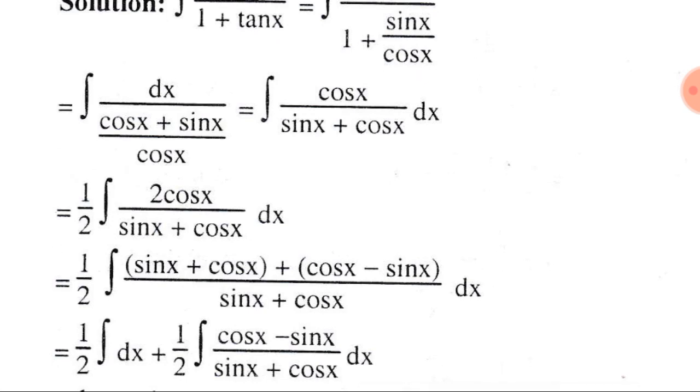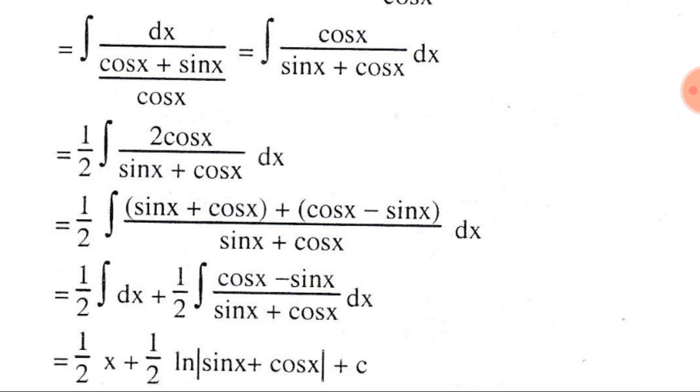Here, 2 cos x can be written as (sin x plus cos x) plus (cos x minus sin x), and that is why I have written 2 cos x here. But to keep the balance, we also put a half here, and after that we get half of the integration of [(sin x plus cos x) plus (cos x minus sin x)] divided by (sin x plus cos x). In the numerator, if we do the calculation again, we find that sin x will be cancelled and 2 cos x remains. That is why 2 cos x can be written as (sin x plus cos x) plus (cos x minus sin x).